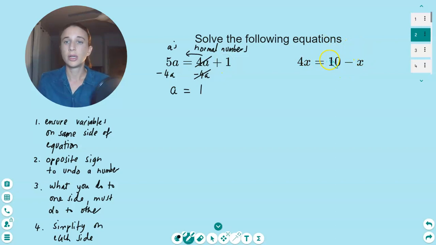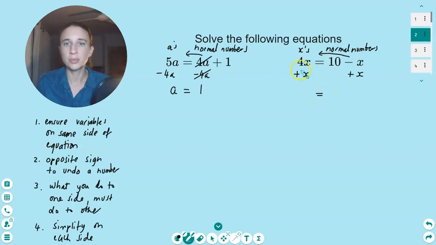Now let's check out this one. 4x equals 10 take x. Again, we need our variables on one side of the equation and our normal numbers on the other side. So that's the goal. To get this x over to the other side, it's negative x. We use opposite signs to undo, so we're going to plus x. And what we do to one side of the equation, we must do to the other side. We plus x on both sides.